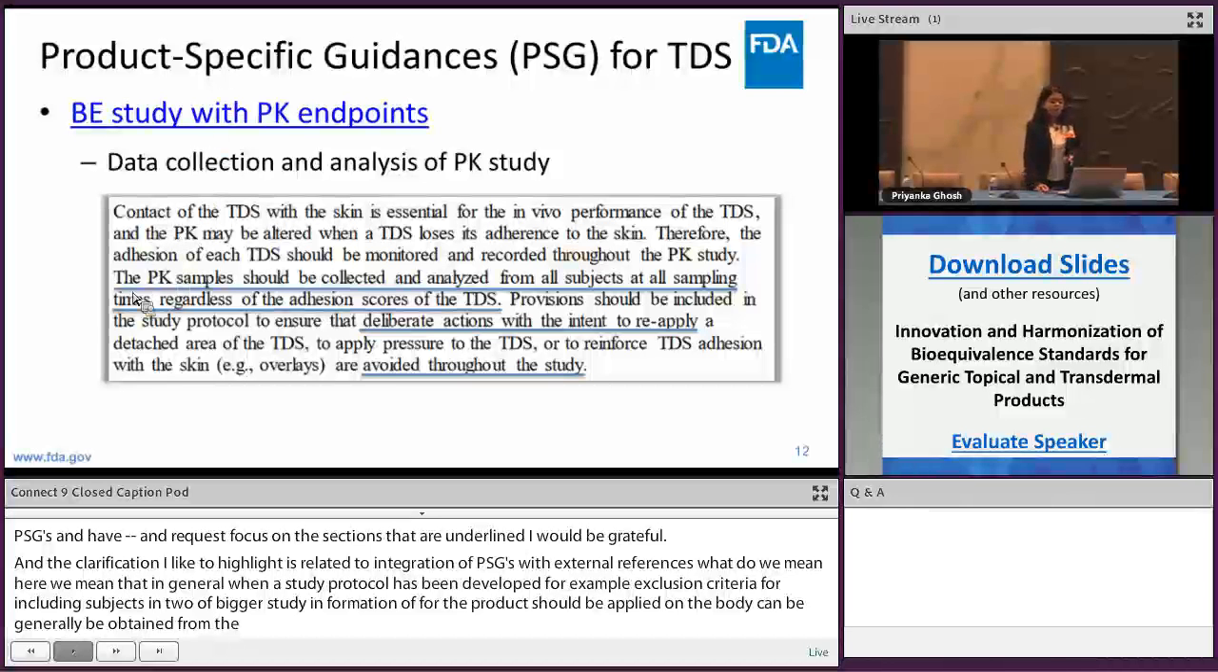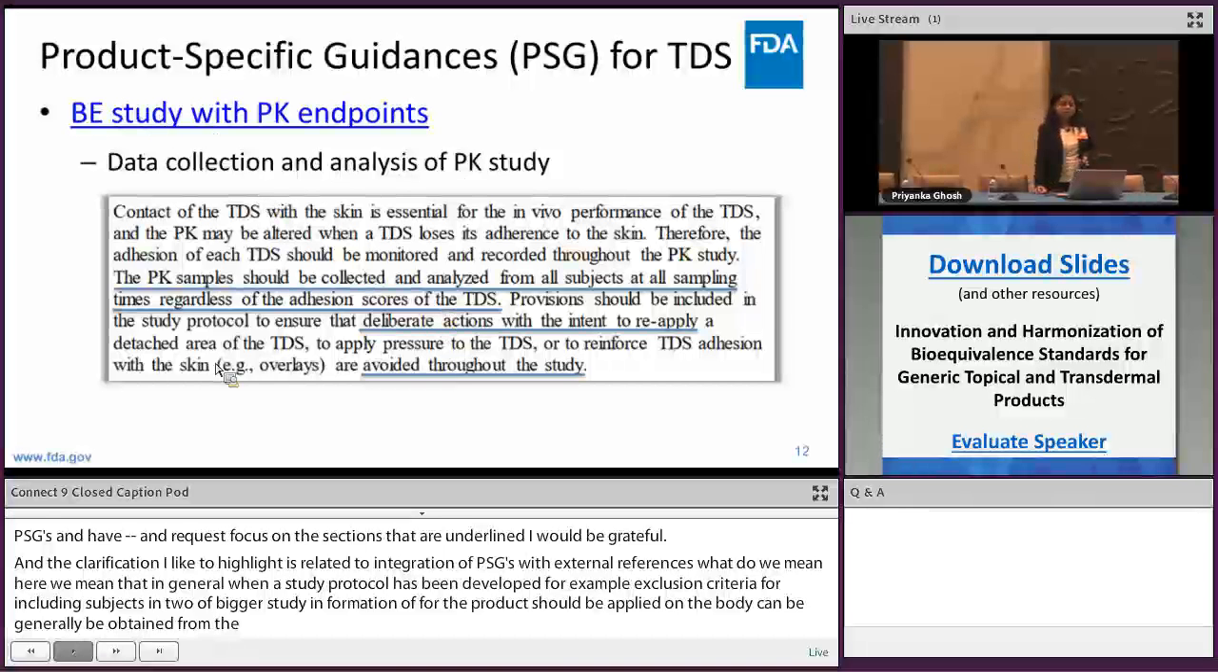Our recommendations currently indicate that you should continue to obtain the PK samples and analyze the data for all samples, because this gives us the opportunity to understand how the degree of detachment, as your transdermal system begins to come off, if it does, impacts bioavailability, and that helps us make a better determination of the comparison of a test and reference product.